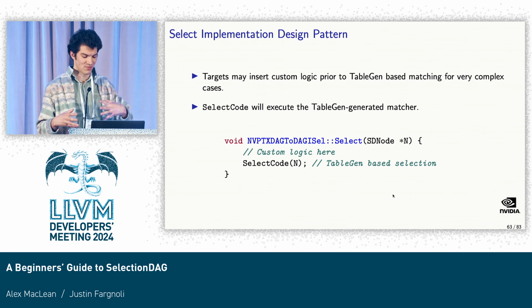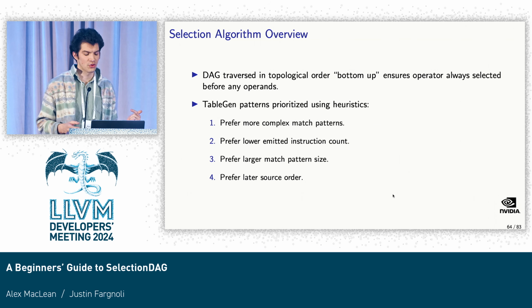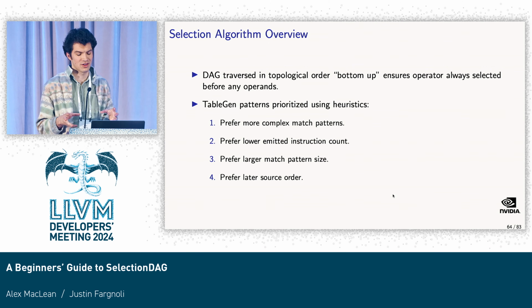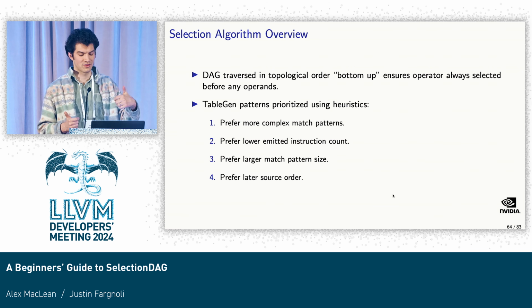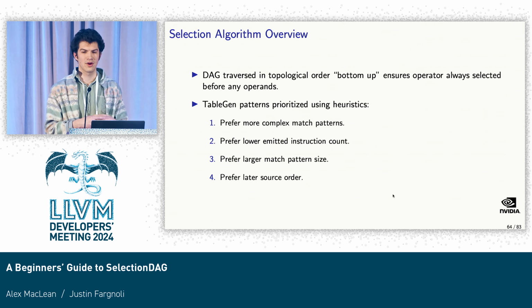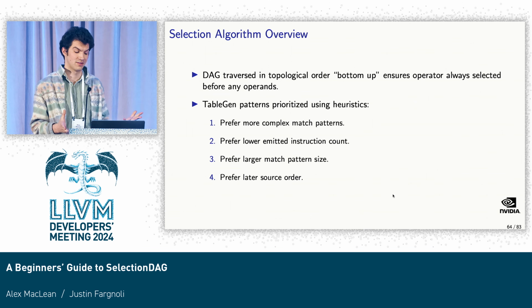And this is a big illegible switch case that will perform the TableGen-based transformations for us. So a couple important notes about the SelectionDAG algorithm. The first is that the DAG is traversed in bottom-up order. That means we're going to start with the instructions that are later in the graph and move towards the entry token. What this ensures is that an operator is always going to be selected before any of its operands. And this allows us to match on a node and properties about its operands, and we can guarantee that those operands are also going to still be in the generic form. They won't be selected yet.